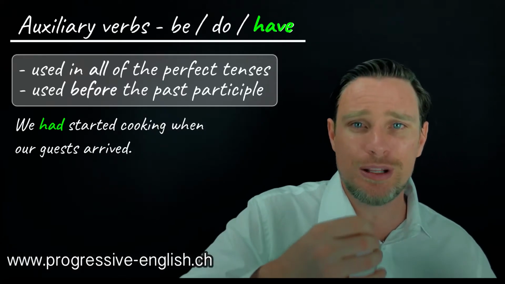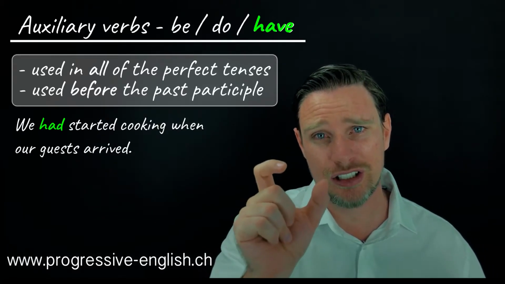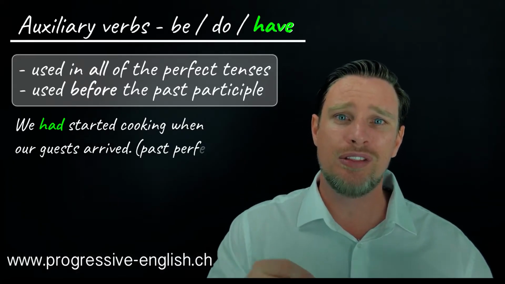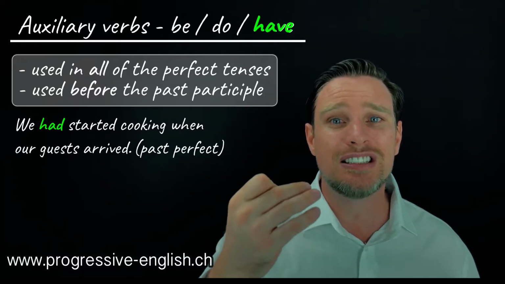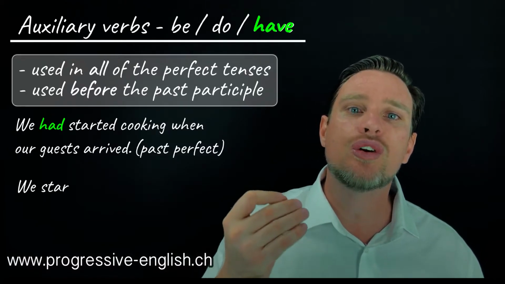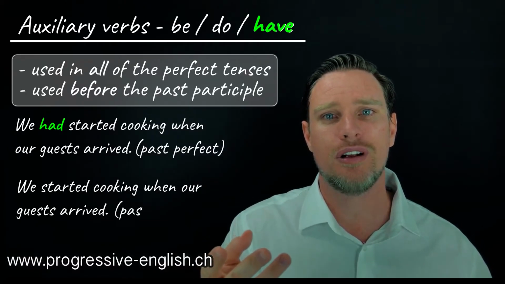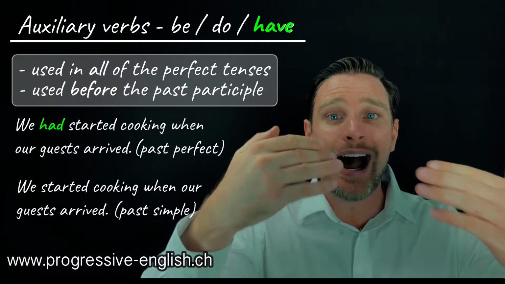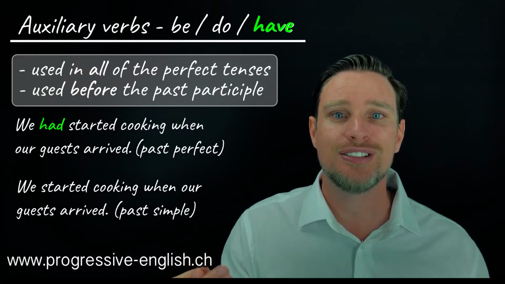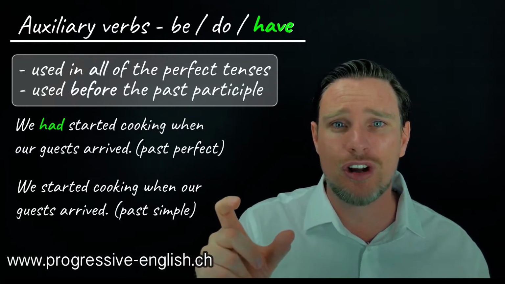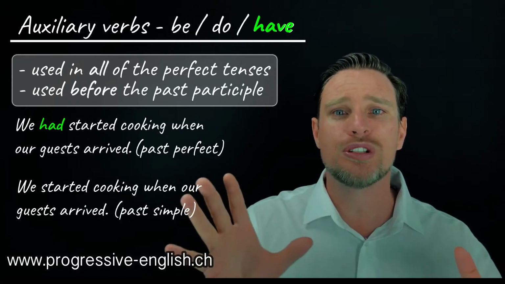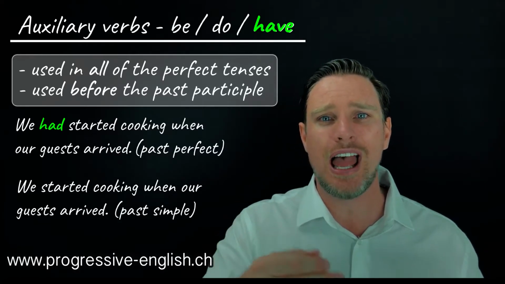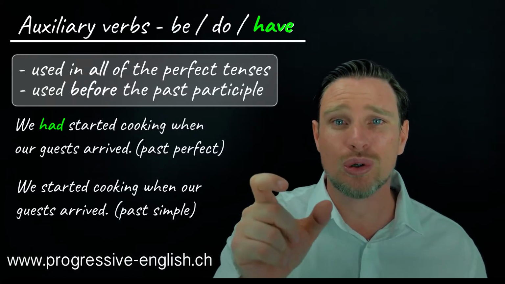But if we made the mistake again and forgot our little auxiliary verb, had, this time for the past perfect, then the sentence would become past simple. We started cooking when our guests arrived. Now this means that we started cooking when or after our guests arrived. So leaving out our little auxiliary verb creates the opposite meaning. A little demonstration so that you can see how important these little auxiliary verbs are.